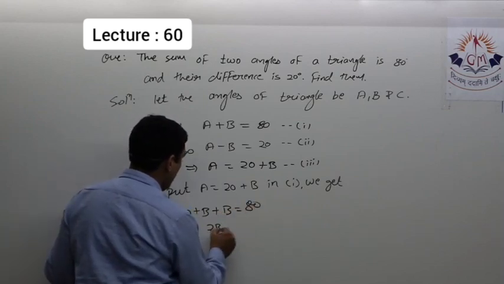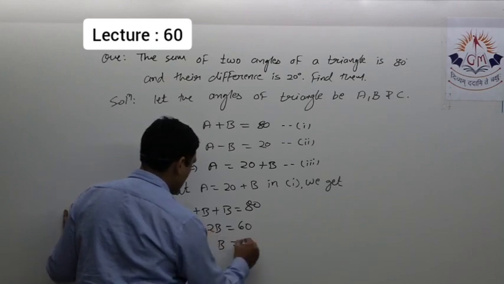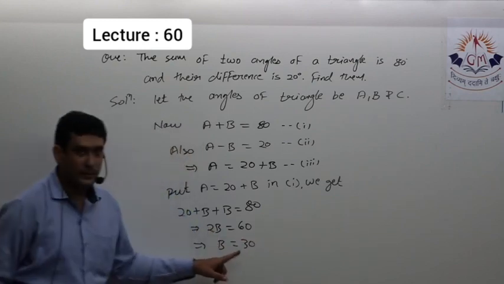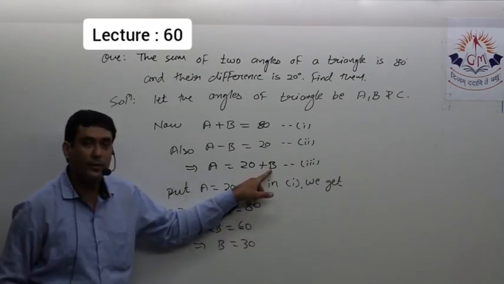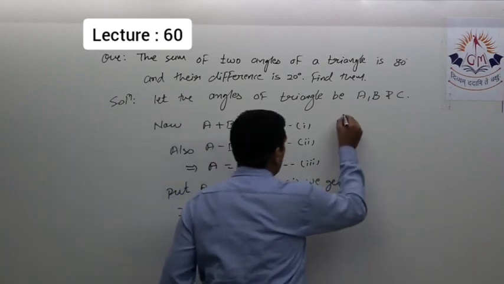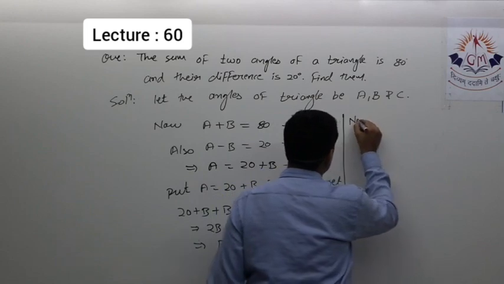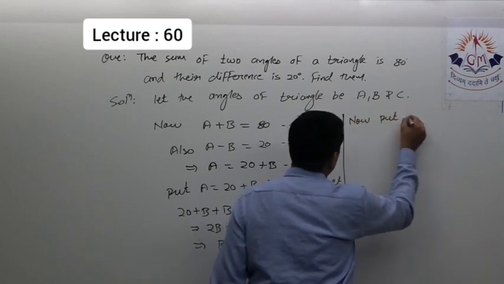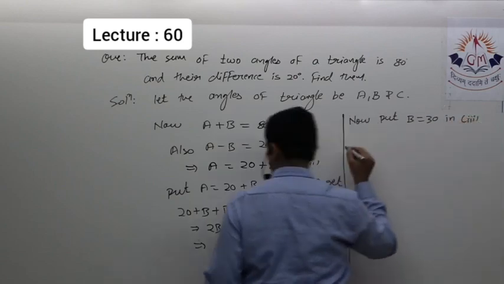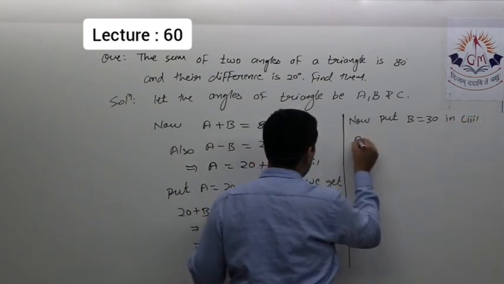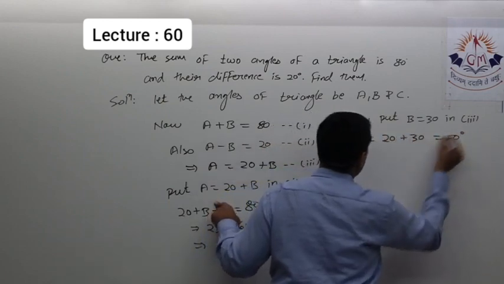So 2B is equal to 60. So B is equal to 30. So here I got the measure of one angle, that is B. Now if I put B equal to 30 over here, I will be able to get the measure of second angle. Now put B is equal to 30 in third. So A is equal to 20 plus 30, that is 50 degree.